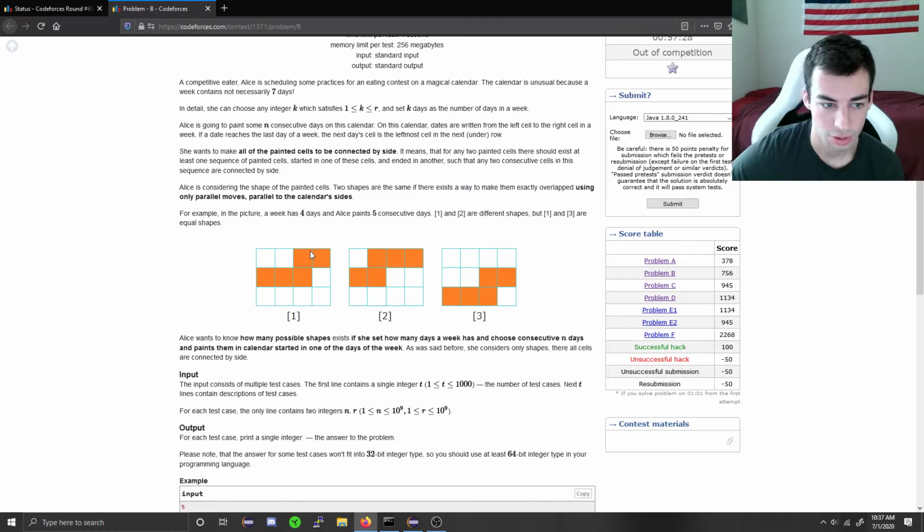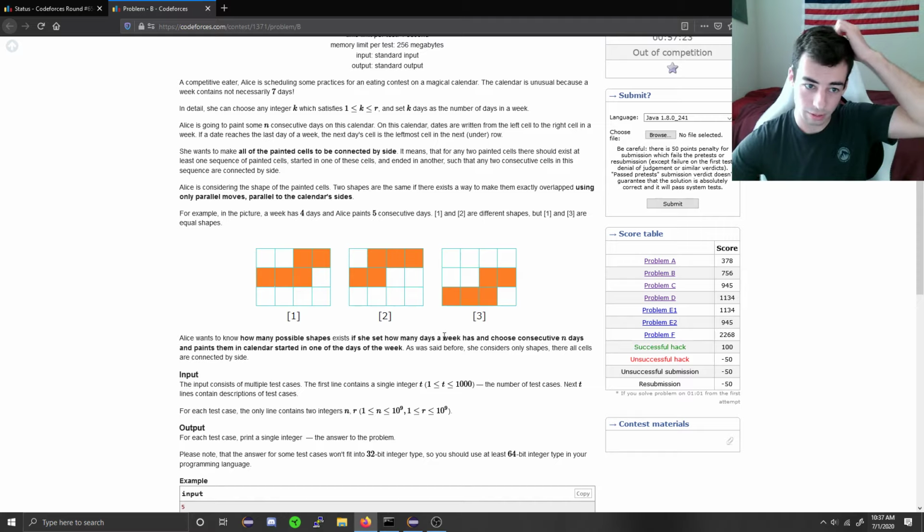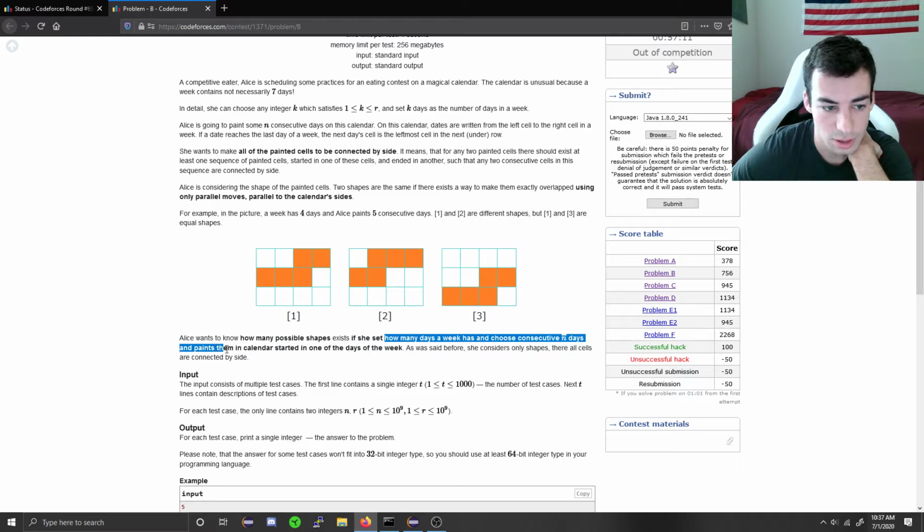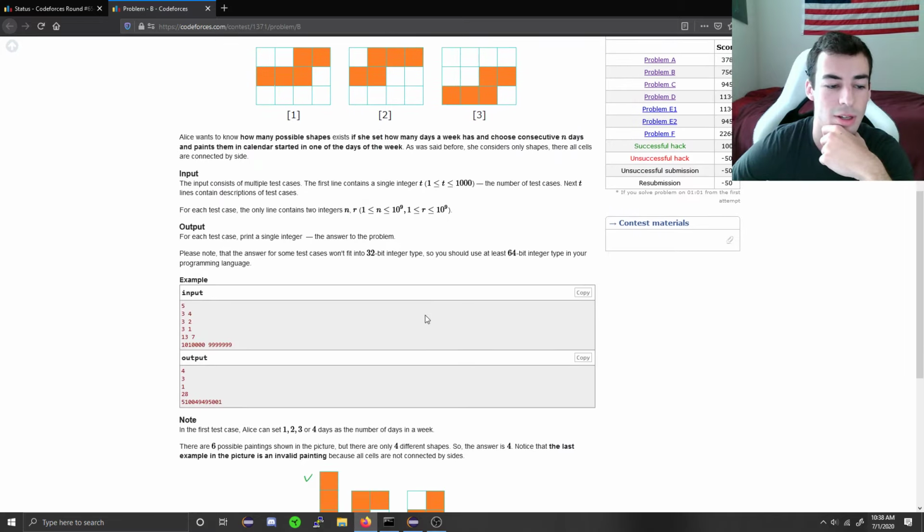So are these all different? These look different, I'd say. 1 and 2 are different shapes, but 1 and 3 are the same shape. Okay, how many possible shapes exist if she set how many days a week she has chosen for n consecutive days and paints them in a calendar started the following days of the week? Oh, wait. This might be an issue.